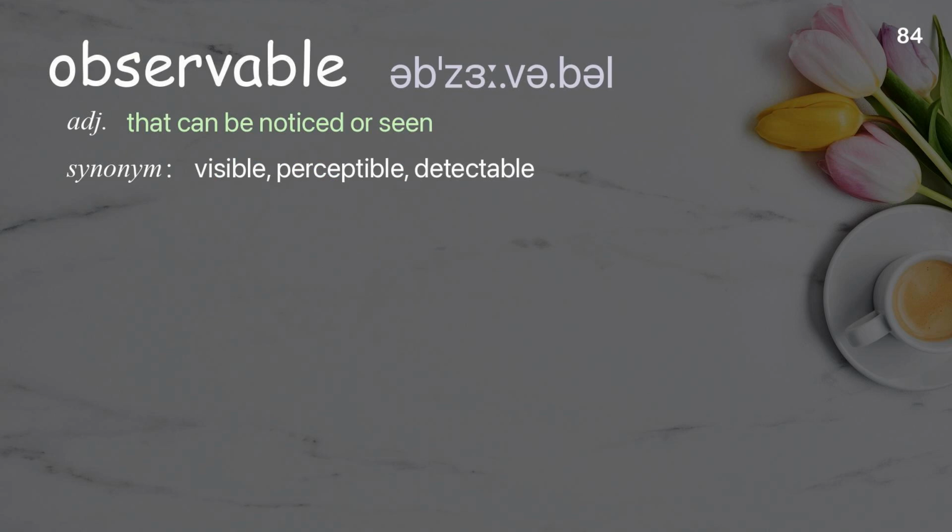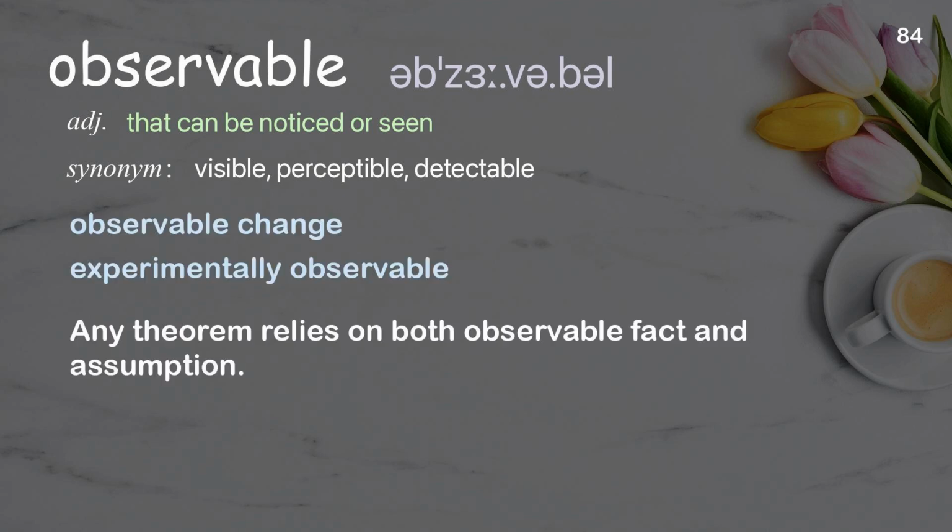Observable. That can be noticed or seen. Examples: Observable change. Experimentally observable. Any theorem relies on both observable fact and assumption.